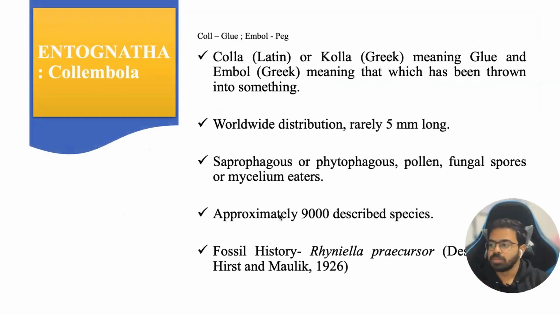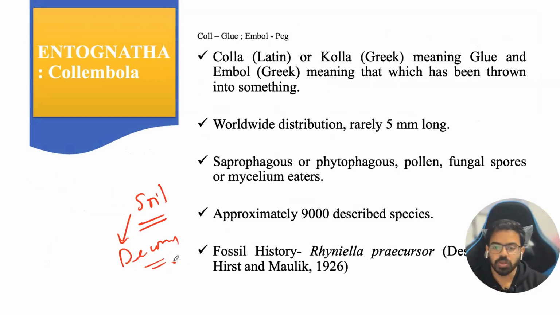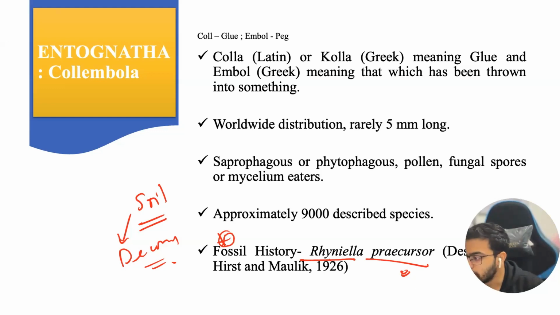This is a very basic thing. You just read yourself about Collembola. It is saprophagous, phytophagous; pollen, fungal spores, all these things it can eat. But most of them, the best repository of Collembola is soil. These are excellent decomposers. And I have mentioned the fossil history. Please remember this fossil name, Rhyniella praecursor, 1926. Just remember this.